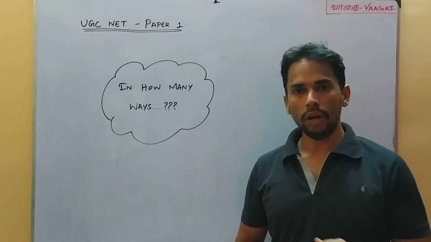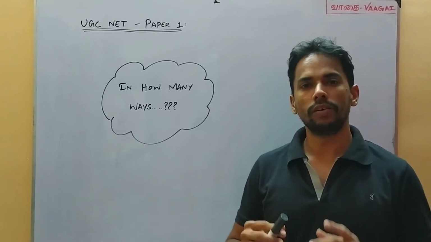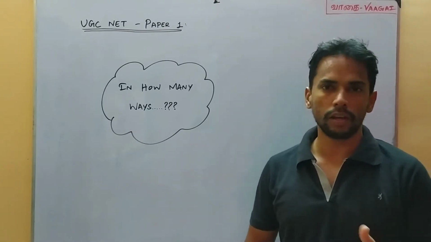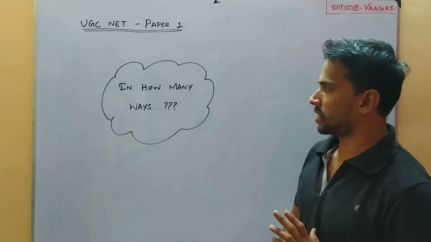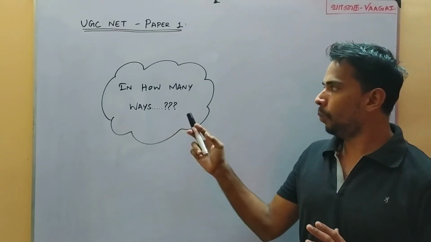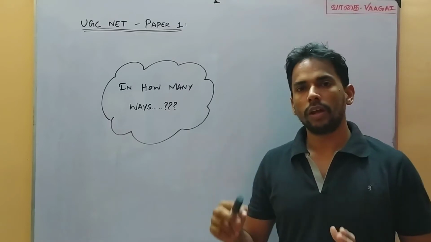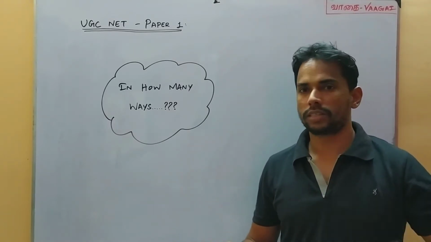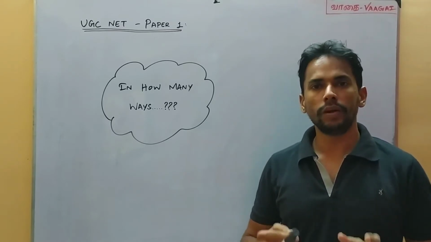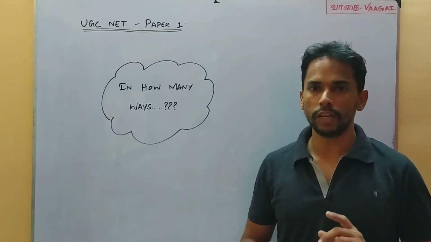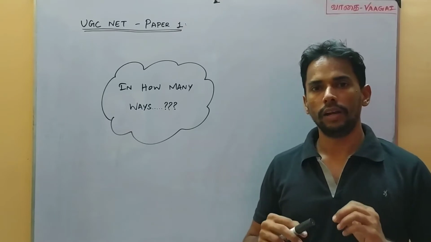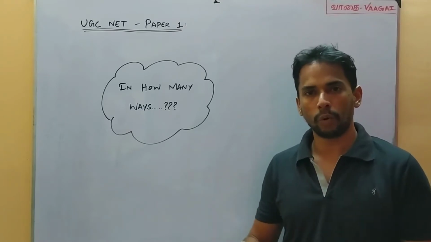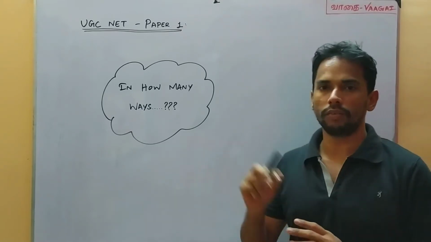Among that, one important type of question you may see very frequently appearing in your UGC question papers is: in how many different ways can a particular task be done. You may see some questions like this in your UGC NET paper 1, and let us get some approach. How can we solve these kinds of questions?